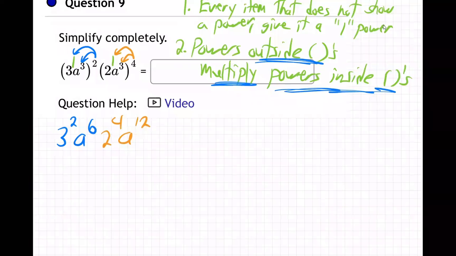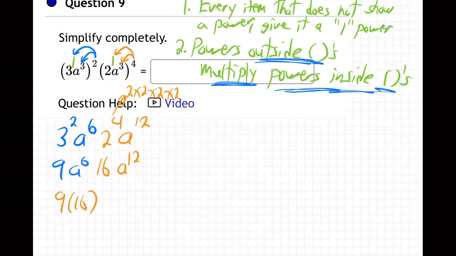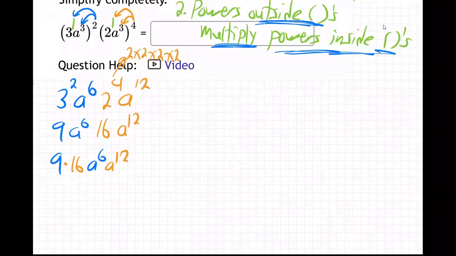Okay, now what? Well, now you just work the stuff out. 3 squared is 9. A to the 6. 2 squared is, you just multiply this out, 2 times 2 times 2 times 2 is 16. A to the 12th. And then just put the 9 and 16 and the A's together. 9 times 16, use your calculator. What's that? I think it's 144. And then add the powers of 6 and 12, that's 18. 144, A to the 18.